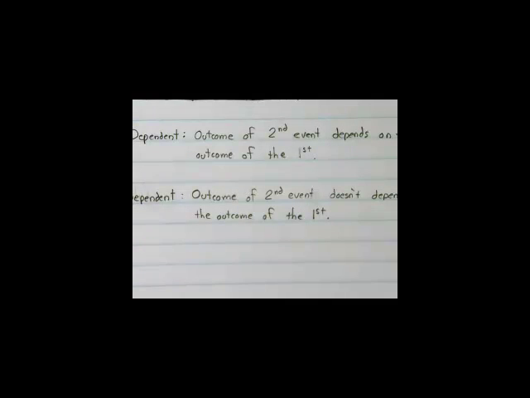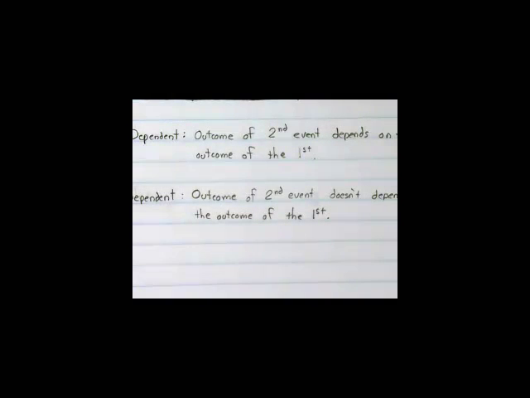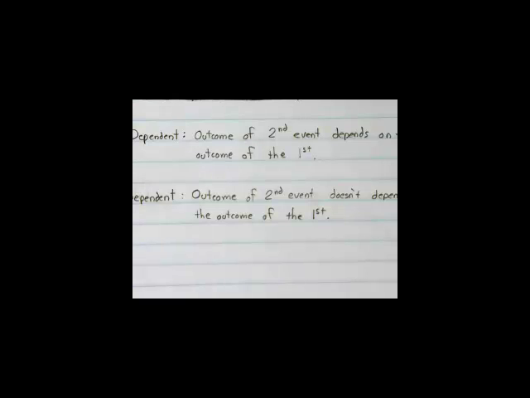Another situation. I got a deck of cards. Oh, that one looks ugly. These are nicer ones. Okay, so I'm going to take a card at random out of the deck. That's my first event. I'm going to put it back in the deck, and I'm going to pull another card at random out of the deck. Are those two events dependent or independent?